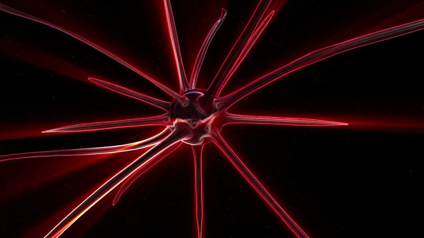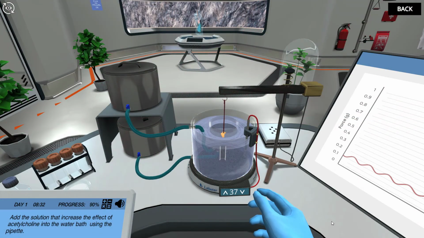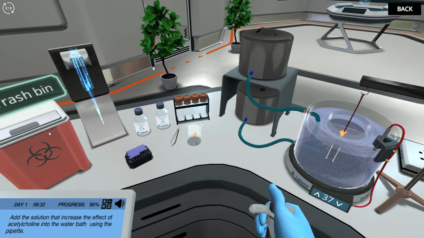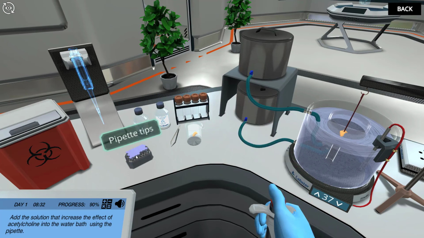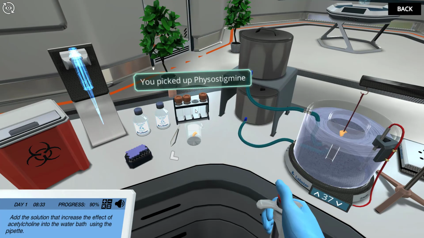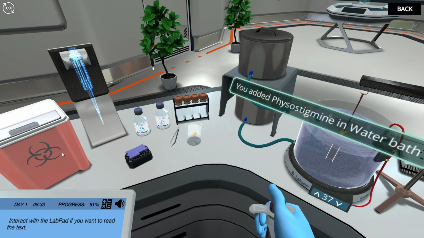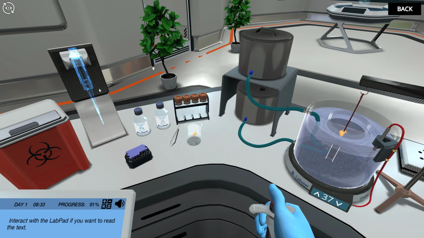An acetylcholinesterase inhibitor will prevent acetylcholinesterase from breaking down the acetylcholine, thus enhancing the effect of acetylcholine. Physostigmine is an acetylcholinesterase inhibitor that is often used to counter atropine. Add the solution that increased the effect of acetylcholine into the water bath using the pipette. Nice. As you can see from the graph, adding physostigmine or more acetylcholine can counter the effect of atropine.